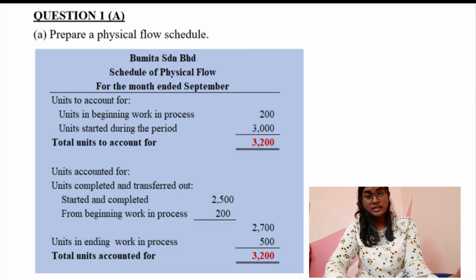Even though the format is as shown, the way may vary. So in this situation, we already know the total units accounted for, which is 3200 units. So we can do from down to top. We must minus that total units accounted for with units in ending work in process, which is 500 units. So we will get 2700 units as the units completed and transferred out. In that, 200 units is the beginning work in process. So when we minus it, we will get 2500 units as units started and completed.